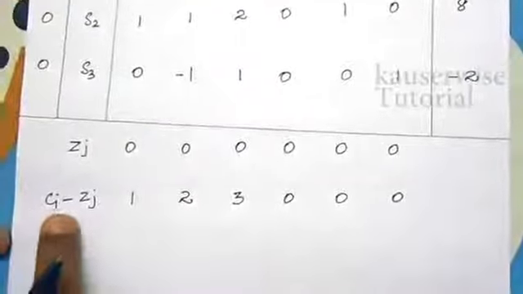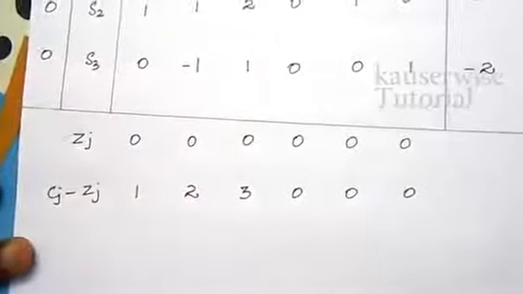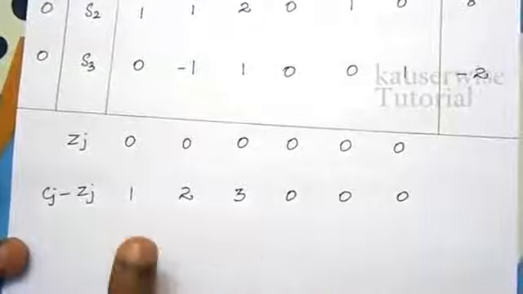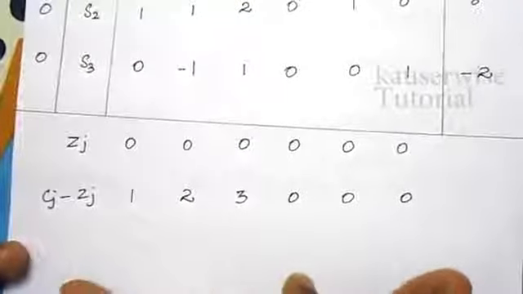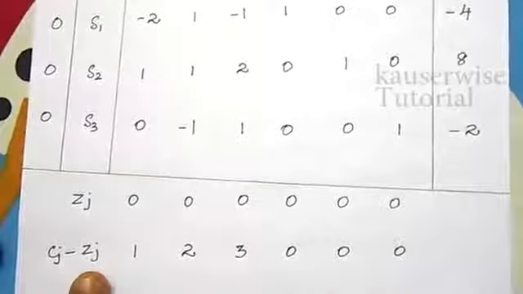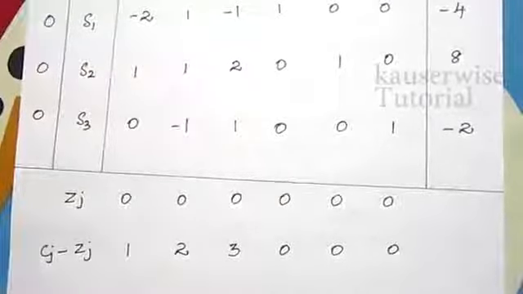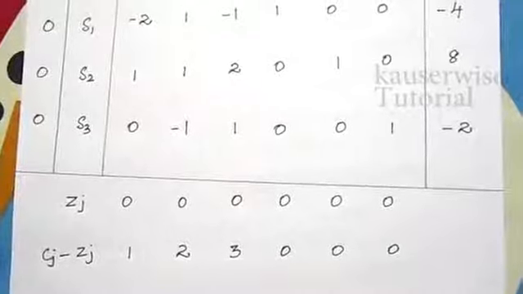Look at the Cj minus Zj values. All the values are positive. For the minimization problem, the Cj minus Zj value must be 0 or greater than 0, that is, we need to have positive values only. Then the problem is optimal. If we get any negative value in Cj minus Zj, then we cannot apply the dual simplex method. In this problem we have got positive values, so this problem is optimal.